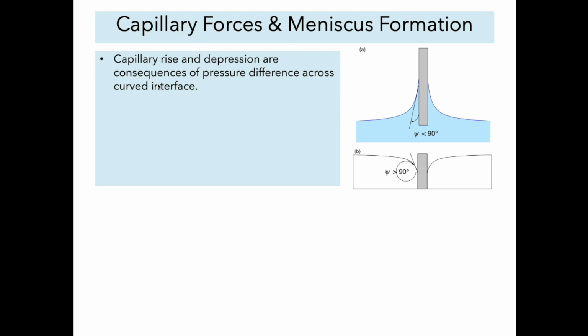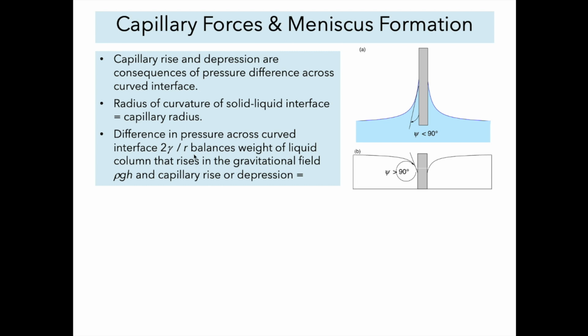Capillary rise and depression, they're a consequence of that pressure difference across the curved interface. And we already saw that the radius of curvature, right, changes the force balance. And that's what leads to the capillary effect, right? And that radius of curvature, we'll call that the capillary radius. And it's going to lead again to a pressure imbalance. There are going to be forces that are pushing water up, but then gravity is going to try to pull it back down. When those two forces balance, the height of the column will reach its equilibrium value.